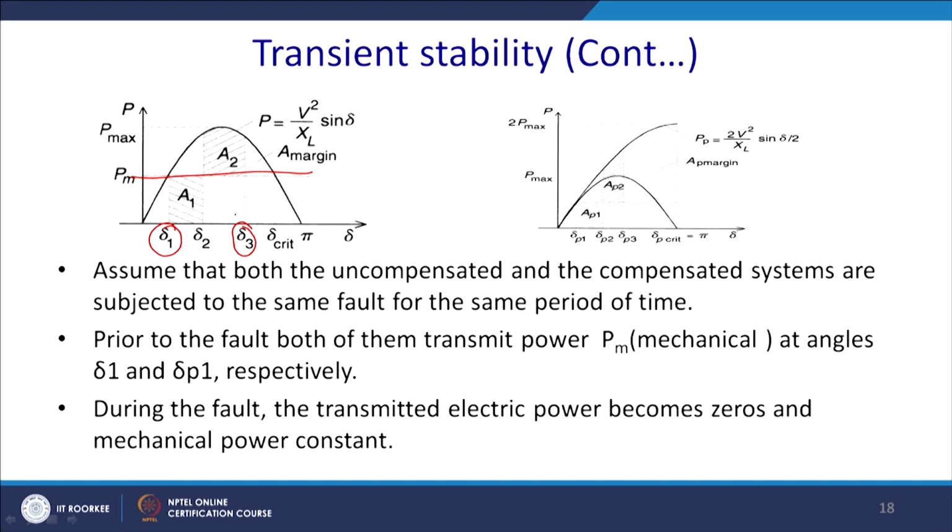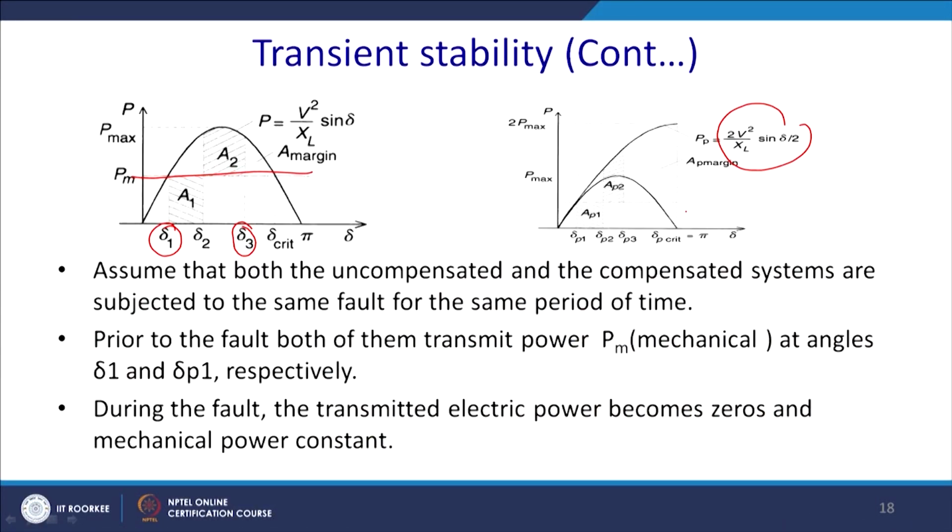Otherwise your system will lose the synchronism. But in this case, as the power handling capability of the line is enhanced, this curve V square by X sin delta changes to V square by X sin delta by 2. Thus, previously this A1 was required, but with this shunt compensation we have AP1 and AP2, so that you can find that AP1 has a huge angle to clear.